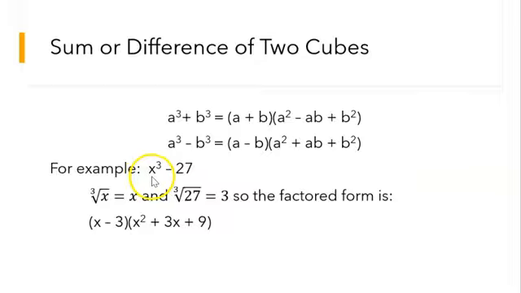So this is my example. I have x cubed minus 27. The cube root of x cubed is x, and the cube root of 27 is 3. So the factored form is x minus 3, because that was the two cube roots subtracted with the same sign that was here. And then you square the x, you do 3 times x, and you square the 3. And remember, there's only ever one minus sign, so if I use it here, I can't have one here or there.